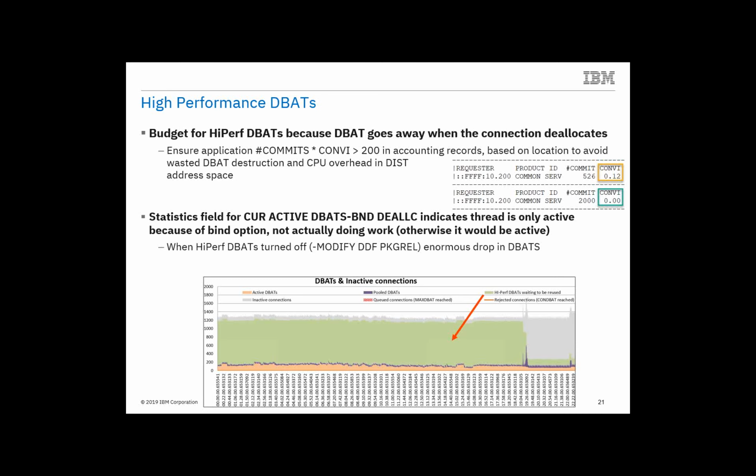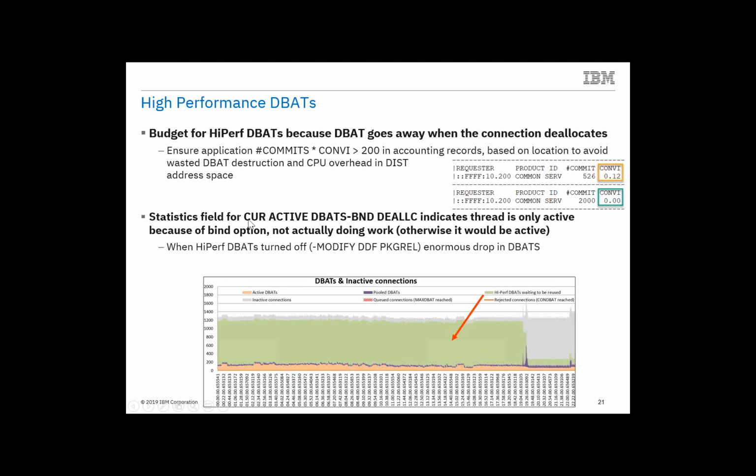So if you're using connection pooling and everything else, probably not a big deal. But if you're looking at your accounting reports, you can see number of commits, for instance, versus CONVDEAL. CONVDEAL is the number of conversations deallocated that are coming in from the remote location. So if this ratio of commits to CONVDEAL is less than 200, it's not ideal. If it's greater than 200, like this guy, 2,000 commits, never disassociated a connection, that's great. Because behind the scenes, we only use a high performance DBAT 200 times before we recycle it. But if you close a connection after 1 or 2 transactions, then we blow away that high performance DBAT and close the connection, and you can create an overhead in the DIST address space by doing these constant create and destroy threads.